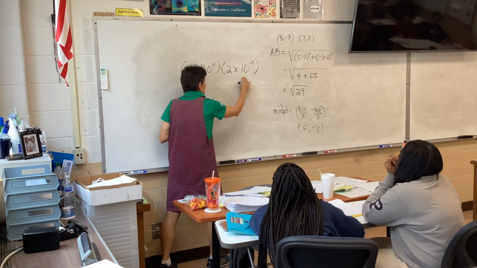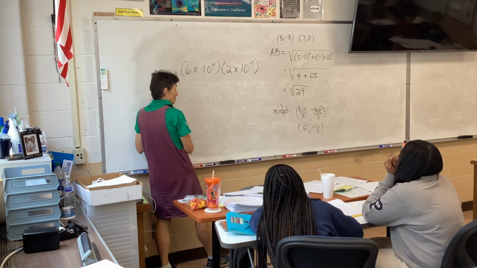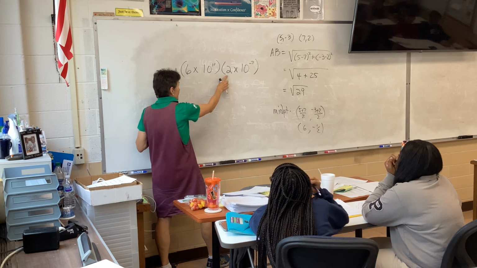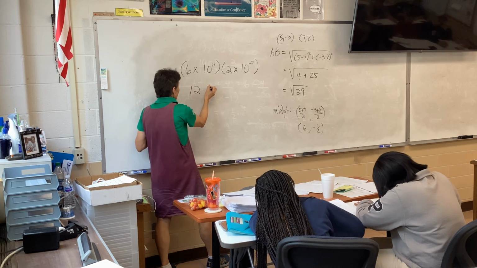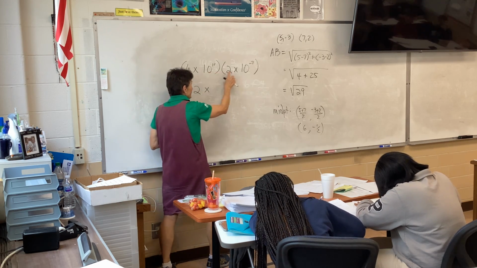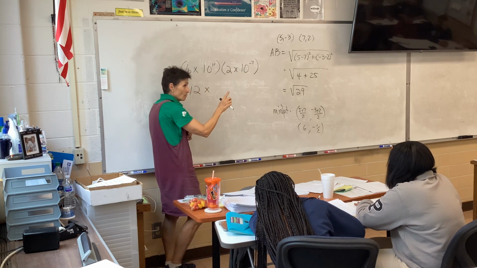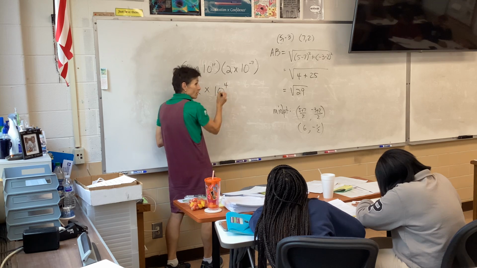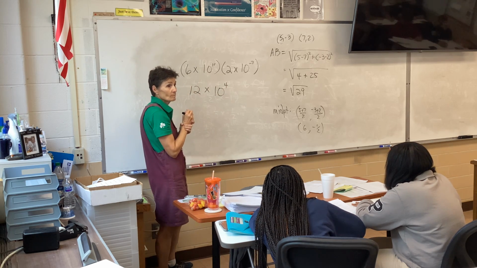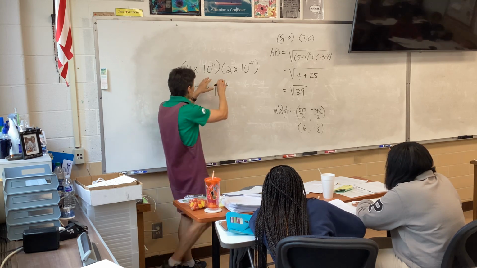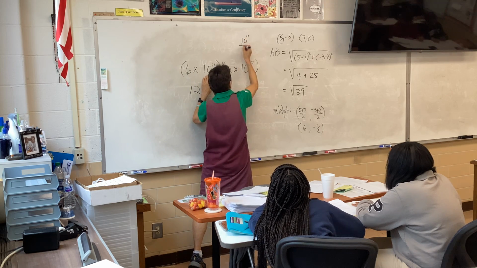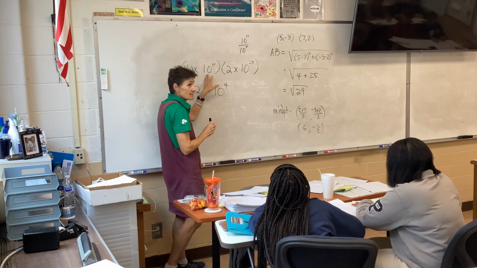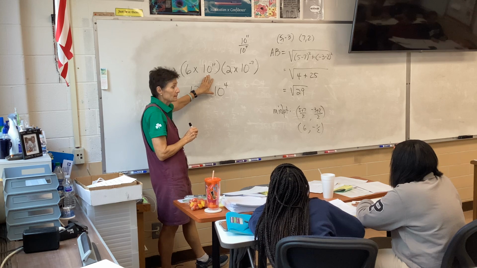All right, here we go. This is multiplication, so the whole thing can be multiplied. So 6 times 2 is 12. And then when I multiply, I add exponents, right? So that would be times 10 to the 4th. Another way of thinking about that is, this is 10 to the 11th over 10 to the 7th. Does it make sense to you? That's 10 to the 4th.